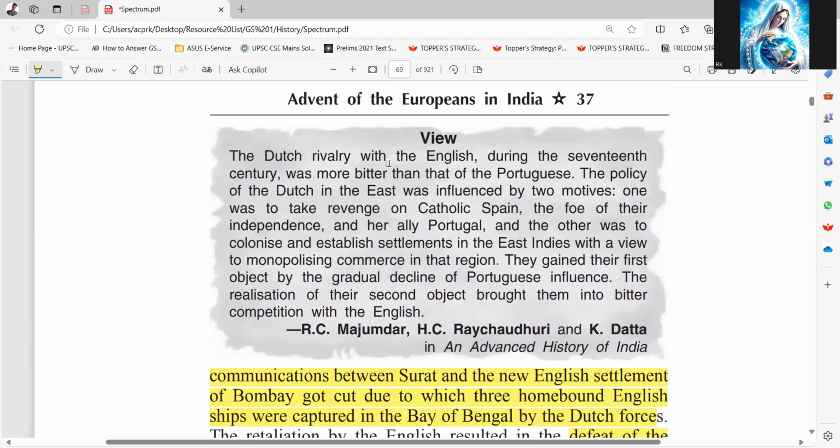The Dutch rivalry with the English during the 17th century was more bitter than that of the Portuguese. The policy of the Dutch in the East was influenced by two motives. One was to take revenge on Catholic Spain, the foe of their independence, and her ally Portugal, and the other was to colonize and establish settlements in the East Indies with a view to monopolizing commerce in that region. They gained their first object by the gradual decline of Portuguese influence. The realization of their second object brought them into bitter competition with the English.